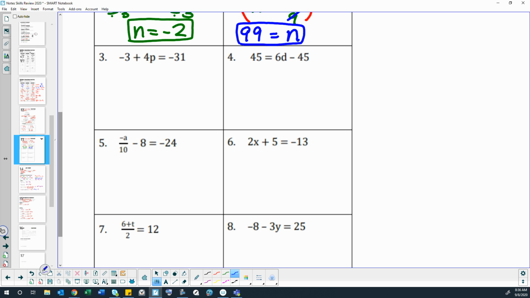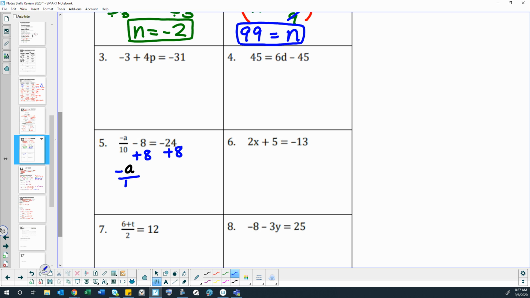Number 5? Okay, so number 5. So we're going to start by adding the constant. What's the constant on number 5? How do I know I'm going to add it instead of subtract it? We have a negative 8 is our constant next to our variable, and we want that to be away from the variable. We want the variable by itself. So we're going to add our 8 to both sides.